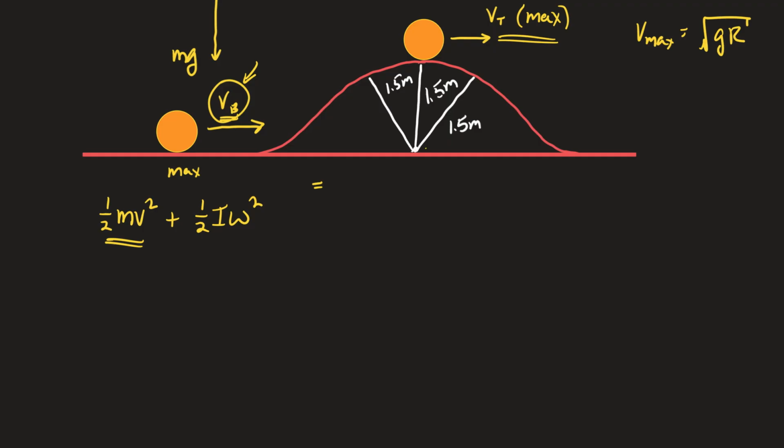So let's see. Person number 18. Excellent, Ava. What do you got for me? What kind of energy do we have at the top? I think we're going to have gravitational potential energy. Yep. What else? Is it moving at the top?